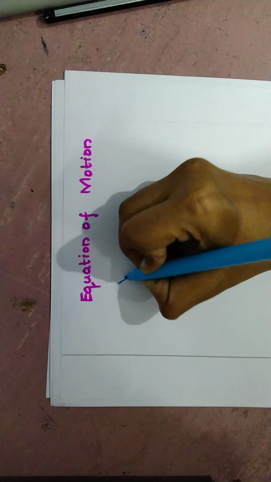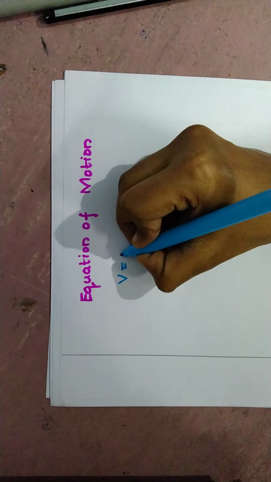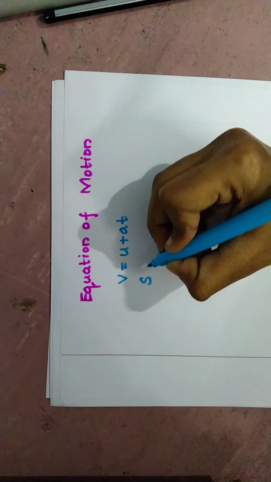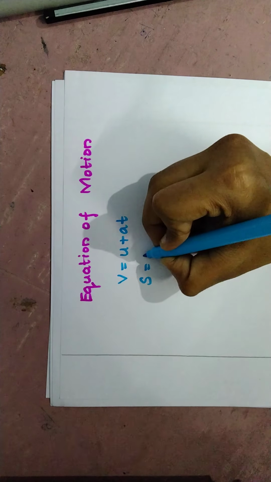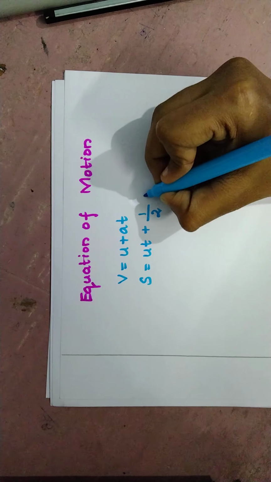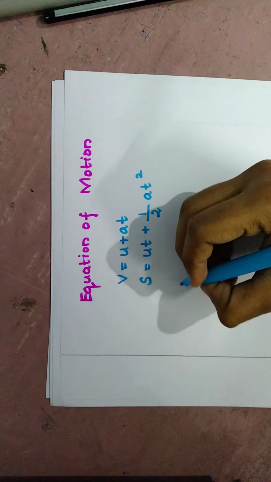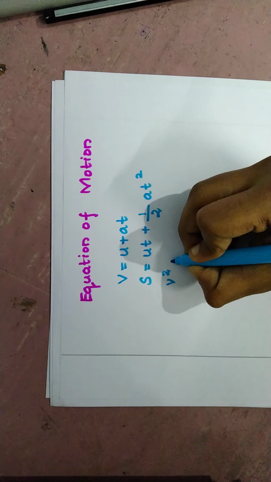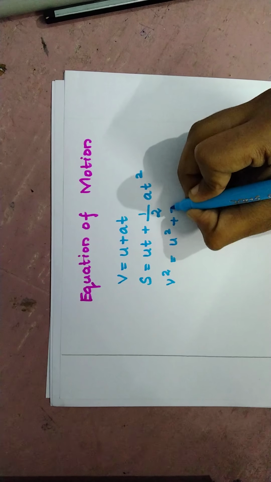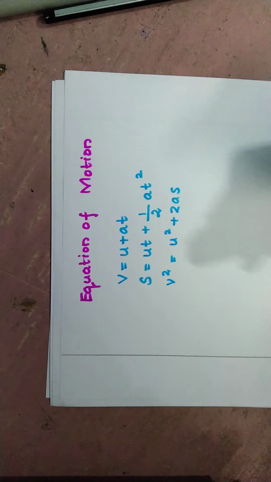v = u + at. s = ut + half at squared. And the third equation, v squared = u squared + 2as.